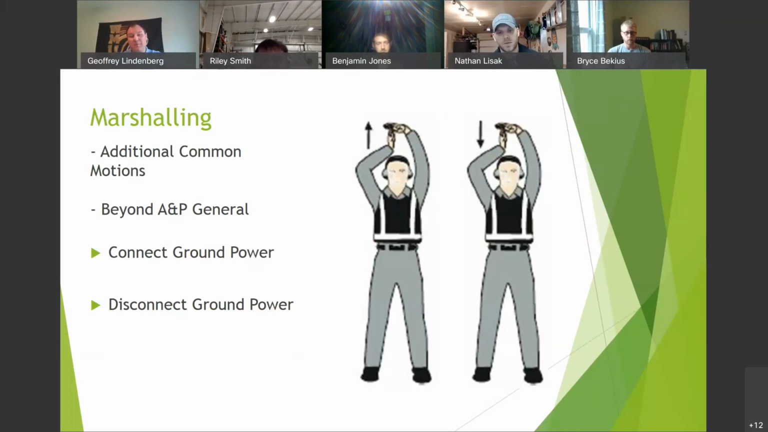You would go grab the power cart, hook it up, get power turned on. Once power is good, where the aircraft can run off ground power, you get to a point where you can see the crew again, and then give them the signal that you did, in fact, connect power.